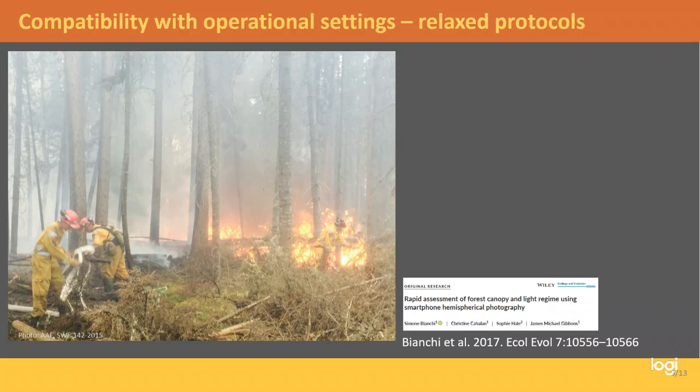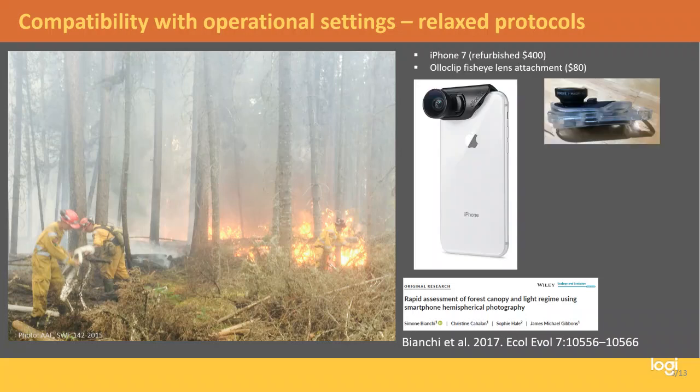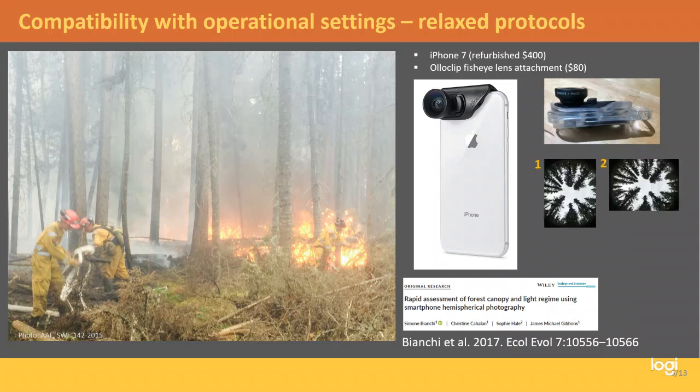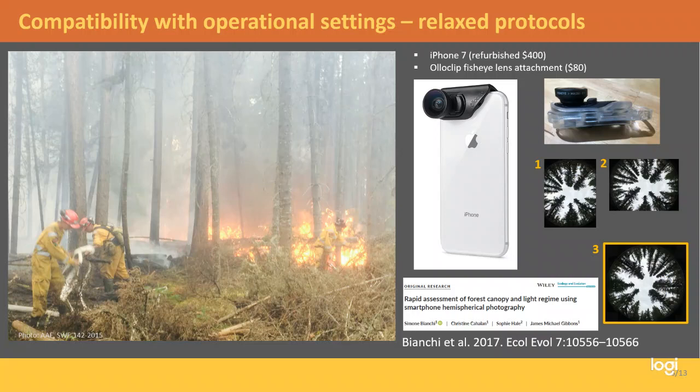Now, we didn't use the same equipment that Bianchi used. We used an iPhone 7, and we used an Olo clip fisheye lens attachment to do the hemispherical photos, following the same basic method that Bianchi had used. You take 2 perpendicular photos at a location and you can patch them together to make a complete hemispherical photo for assessing that gap fraction, the amount of sky that's coming through.